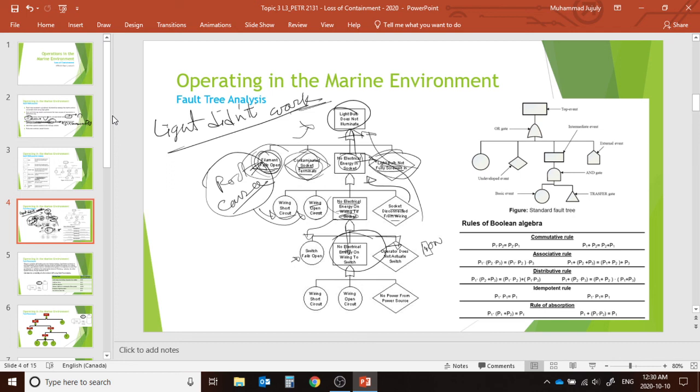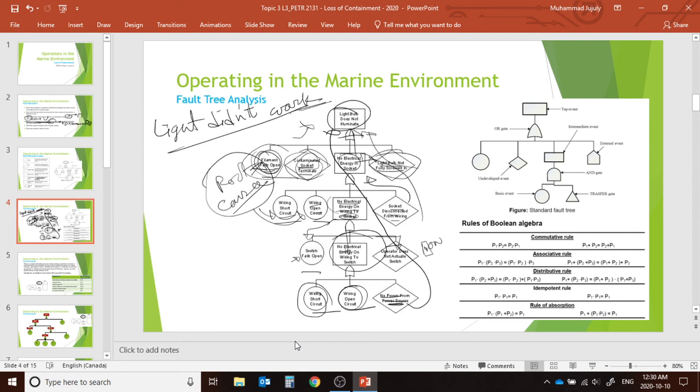For instance, the wiring could have a short circuit, the wiring could be an open circuit, or there could be no power from the source. That means there could be load shedding. If there is load shedding, then once the electricity comes back you can work on that. So these events are the base events, all right.